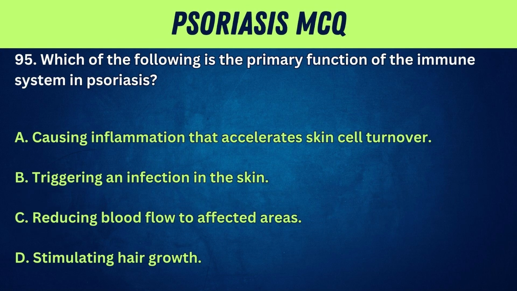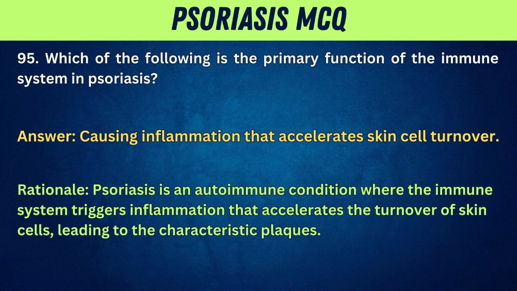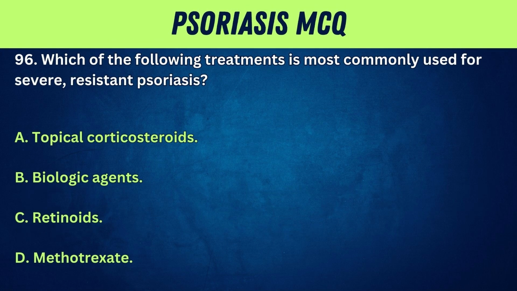95. Which of the following is the primary function of the immune system in psoriasis? A. Causing inflammation that accelerates skin cell turnover. B. Triggering an infection in the skin. C. Reducing blood flow to affected areas. D. Stimulating hair growth. Answer: causing inflammation that accelerates skin cell turnover. Rationale: psoriasis is an autoimmune condition where the immune system triggers inflammation that accelerates the turnover of skin cells, leading to the characteristic plaques.